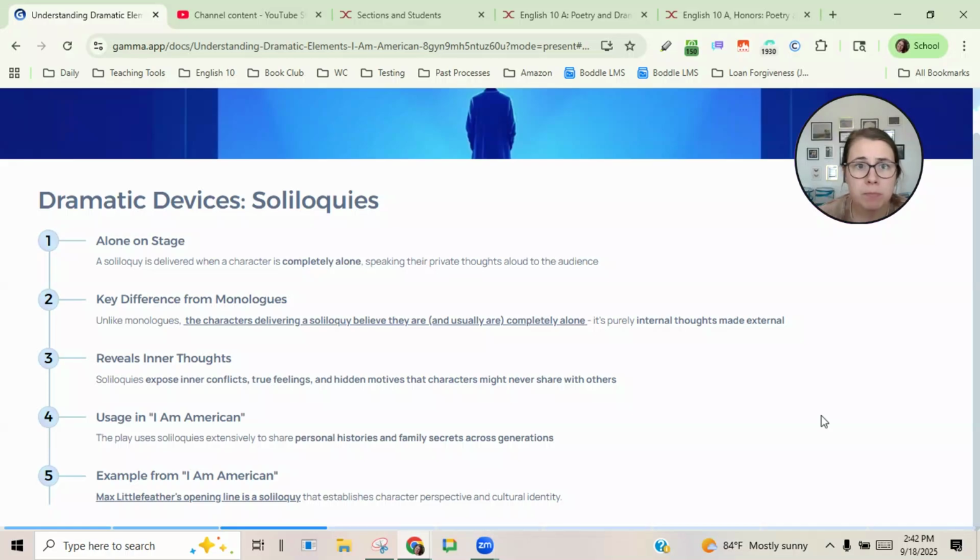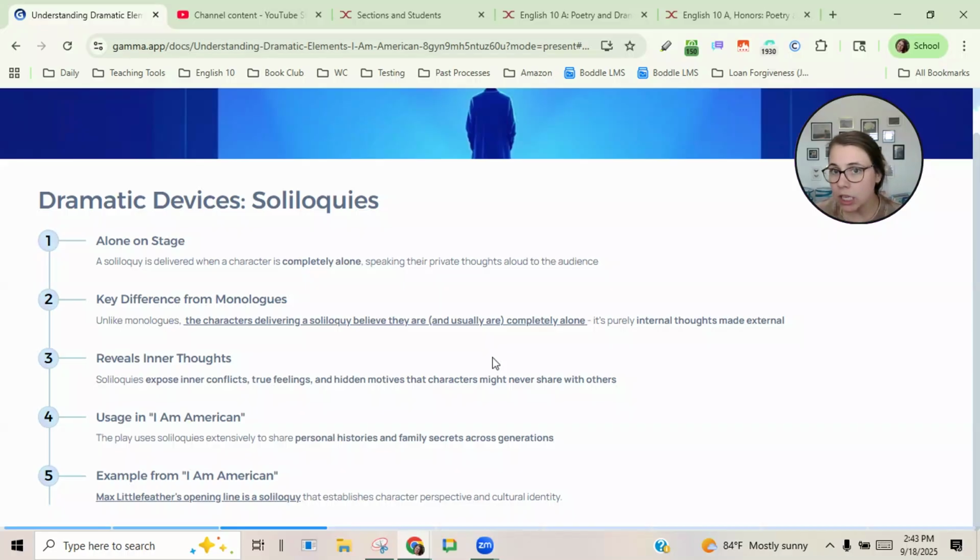So your character is completely alone on stage, and often this is their deepest, darkest secrets, their innermost thoughts, and it would not be audible to the audience if it weren't for this soliloquy. Like we would have no idea that whatever this was going on was happening, if it weren't for them verbalizing these thoughts, right? So it's kind of like your window into their mind or their soul. And that's the key difference between a monologue and a soliloquy.